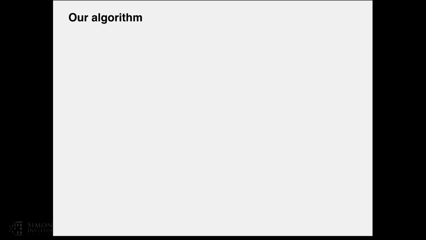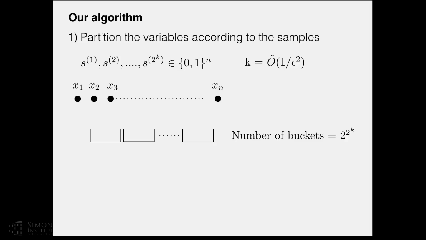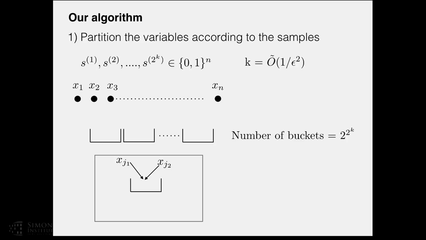So here's the brief outline of our algorithm. First, we start by generating 2 to the power k samples, where for submodular functions k is 1 over epsilon square. And with the help of these samples, we partition the variables into so many buckets. How we do this is two variables go into the same bucket if they take the same value on all the samples. So at the end of partitioning, all the variables in a bucket would be taking the same value on all the samples.